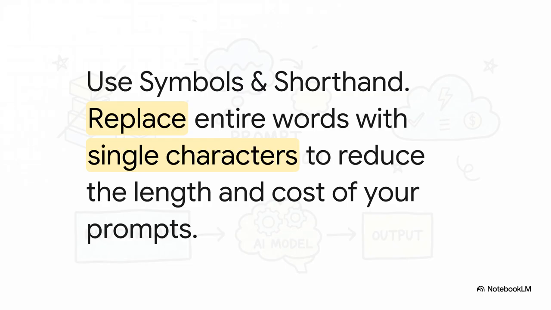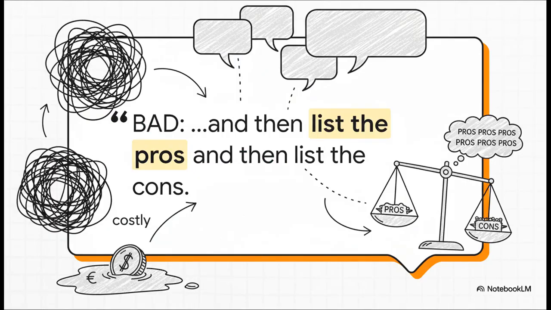Use symbols and shorthand. This is all about finding clever ways to replace entire words with a single character. It's a game of reduction. So take an instruction like this. We do it all the time without thinking. We spell out and then list the pros and then list the cons. It feels natural when we're typing, but from a cost perspective, it's just incredibly redundant.